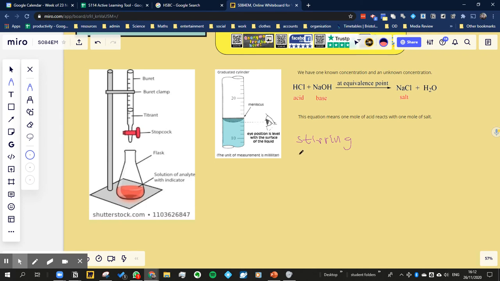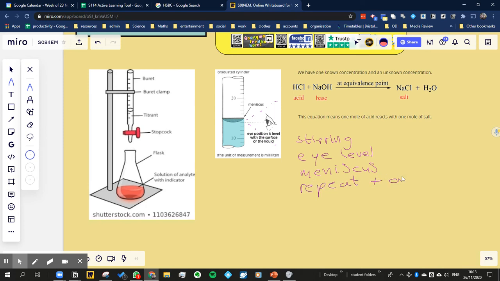You also need to look at your eye level. So make sure the eye level is horizontal with the scale. You don't want to be looking at it from an angle. If you look at it from an angle, then you're going to read an inaccurate volume as well. So we've got the stirring, we've got the eye level, we've got to make sure that we don't measure the meniscus as the volume, but the bottom part of it. And then how do we know that we've definitely dripped through the exact volume that we want? Certainly we want to repeat and get averages.